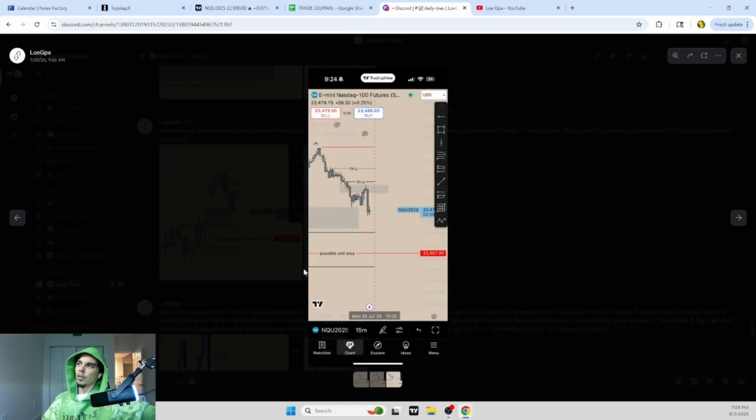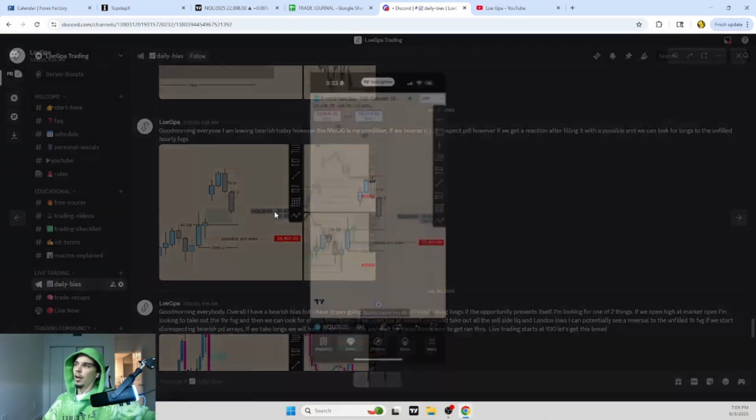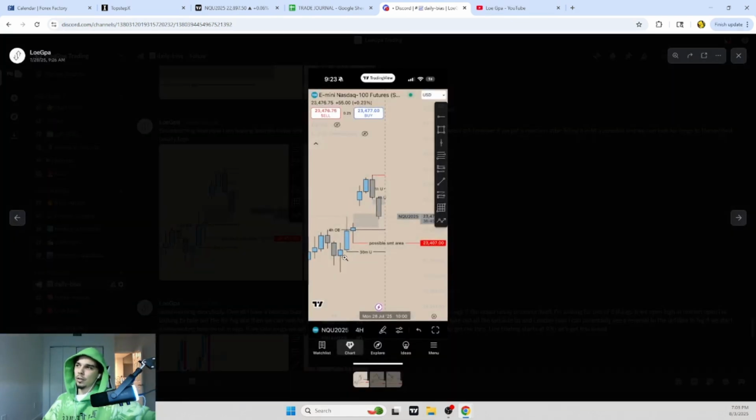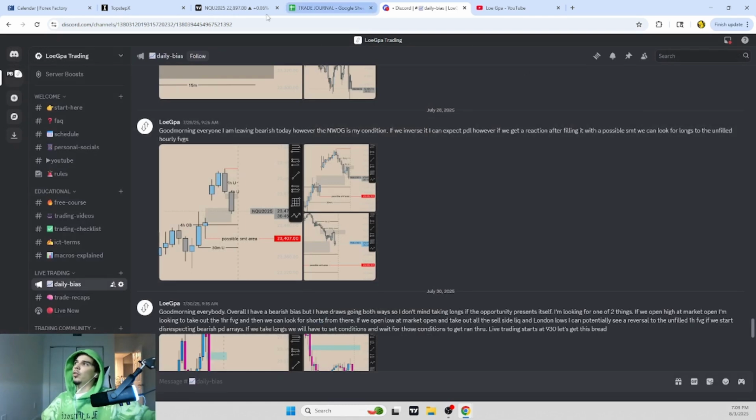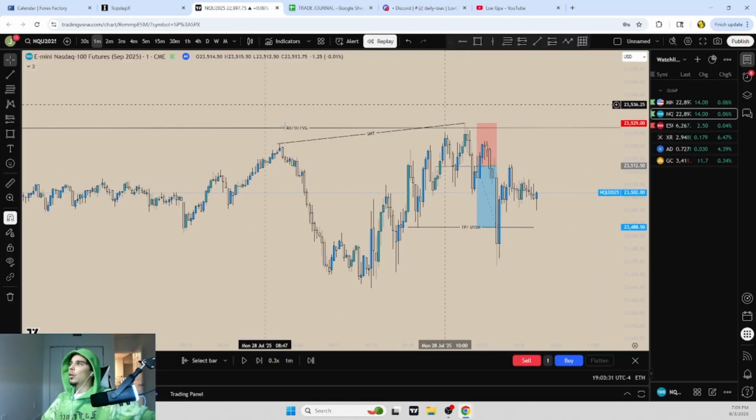And then here is what the 15-minute looked like. We're inside of this hourly fair value gap along with another hourly unfilled above us, and same thing right here. So again, come down, sweep out this area, and then continue the trend higher. Why? Because this is what the 4-hour looked like. We're in a clear bullish structure on the 4-hour. So that was my thought process coming into this morning. So now let's go over the trade.